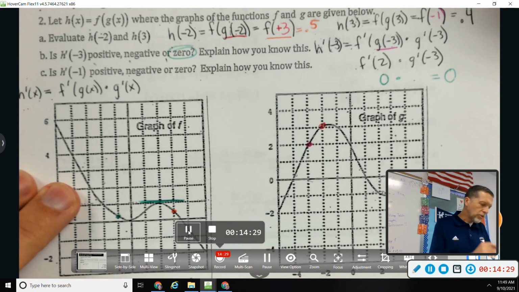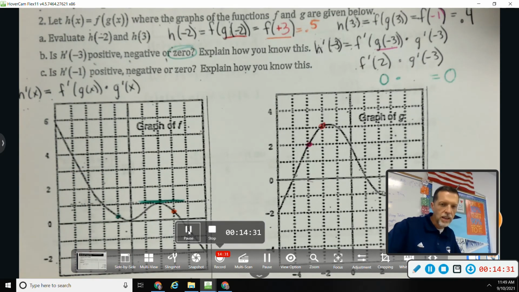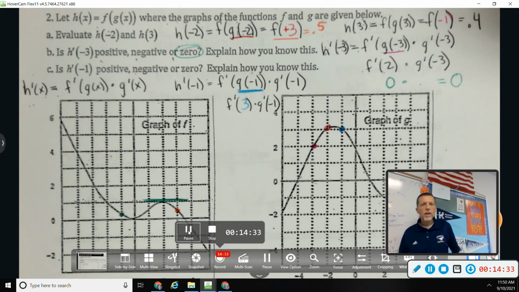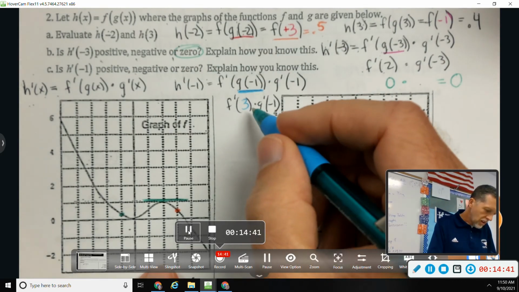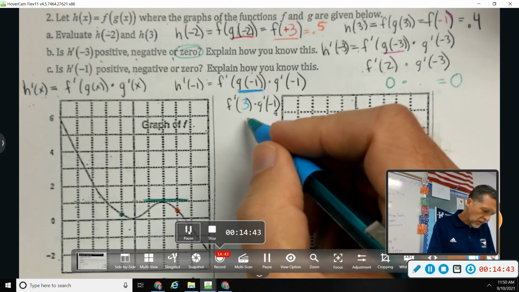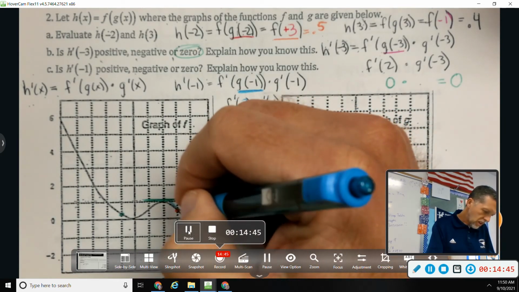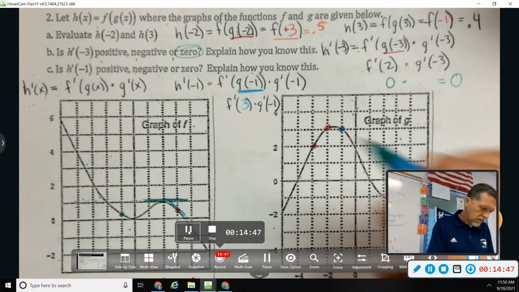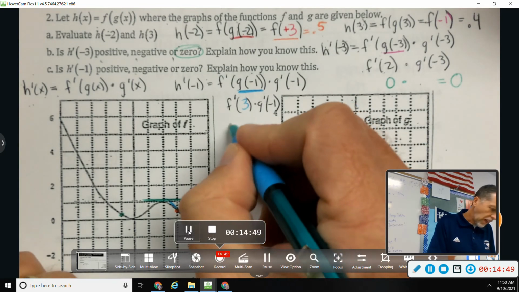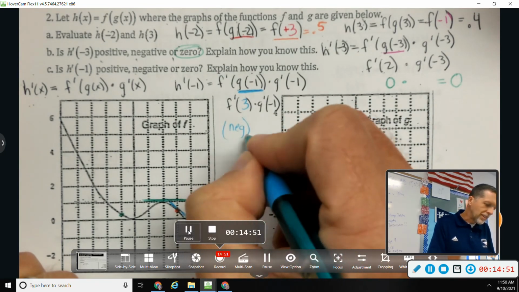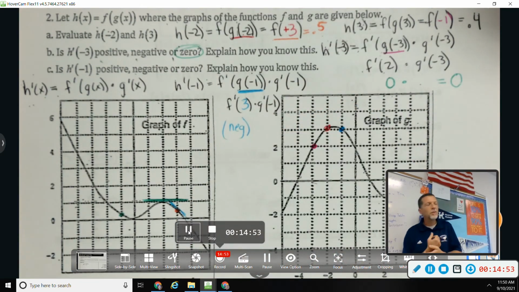Why don't you try part C? Remember, we're only worried about positive, negative, or 0, so you don't have to be super precise on finding some of these. So f prime at 3 is negative. We'll just be really lazy and say that it's negative, because that's all I really care about at this point. The slope at 3 is negative for f.